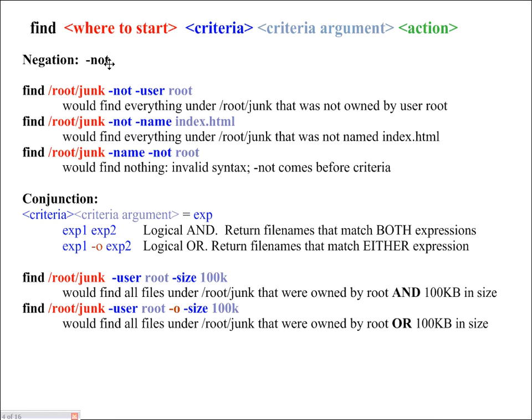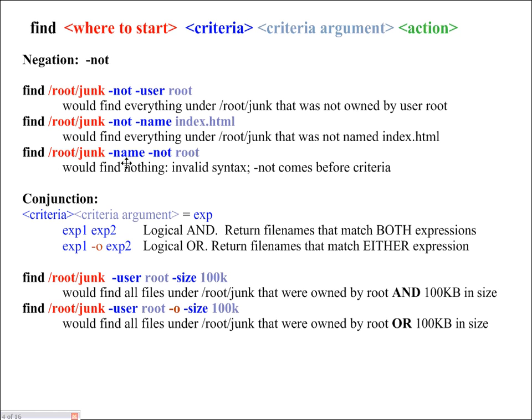Putting stuff together, you have a negation for not. So if you say find starting at root junk, not user root, that would find everything that was not owned by user root. If you said not name index.html, that would find everything that was not the file name index.html.